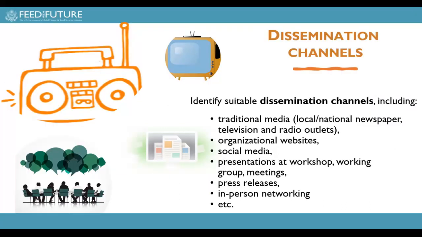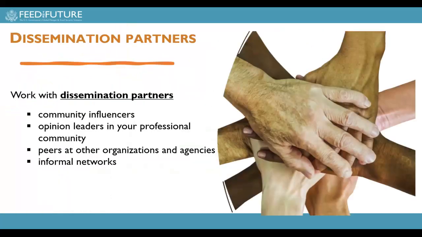To ensure you're able to reach such a diverse set of actors, it is important to consider a varied and inclusive dissemination process with the use of different media forms and communication channels. You may want to identify a specific dissemination channel and strategy for each subgroup within your target audience. As an example, a study on the effectiveness of policy briefs found that the dissemination strategy most appreciated by the policymakers was to send the policy briefs a few weeks in advance of a workshop through individualized emails. Dissemination is more effective when working with different partners to circulate the policy brief for wider reach. These include community influencers, opinion leaders in your professional community, peers at other organizations and agencies, and informal networks.